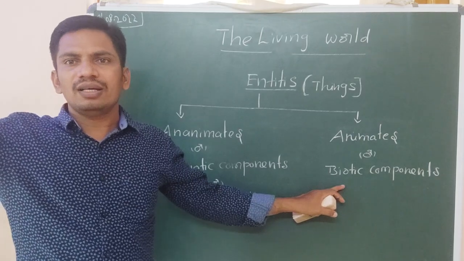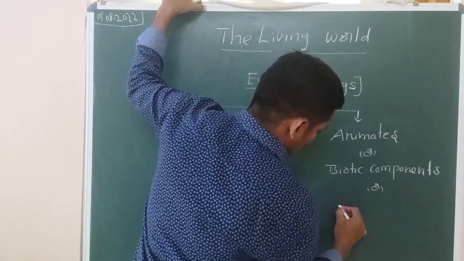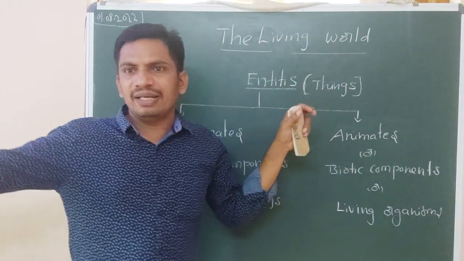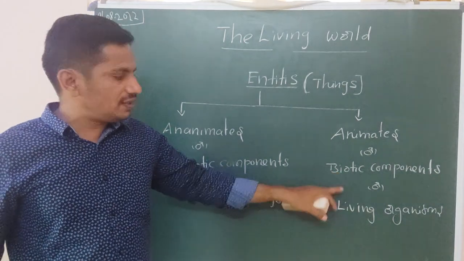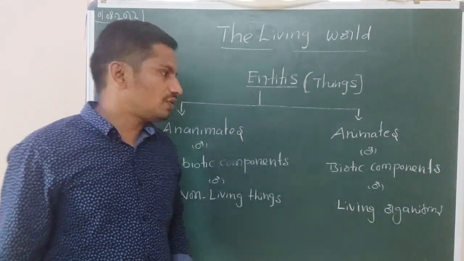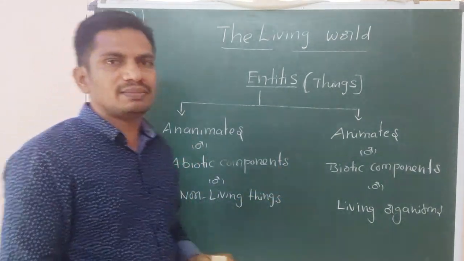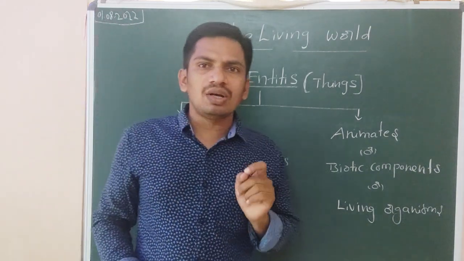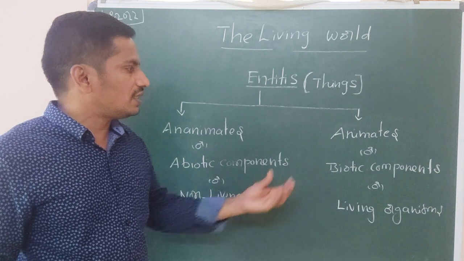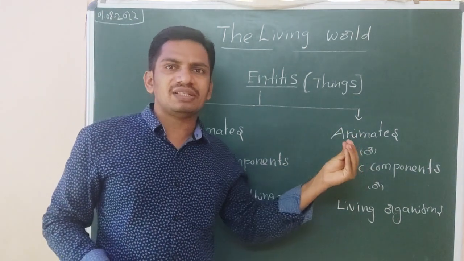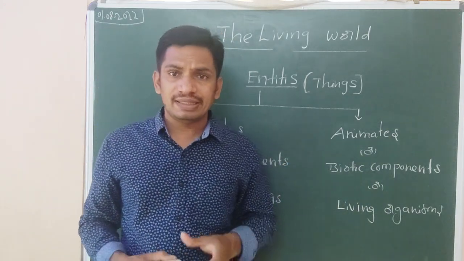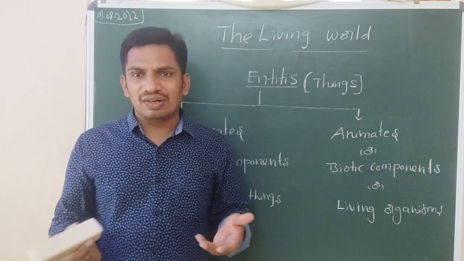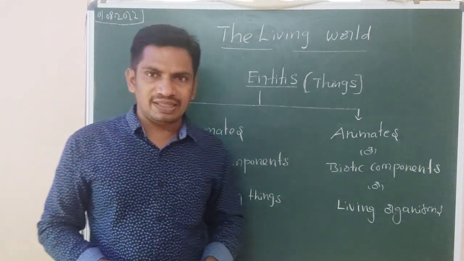Inanimates, animates. Here, biotic components are living organisms. Any living organism interacts with the inanimates, which are the non-living things. For example, if you take an aquatic environment, the fish interacts with the surrounding environment, which is the water, salinity and the oxygen. These are all non-living components, right?